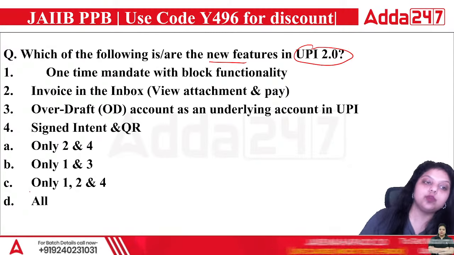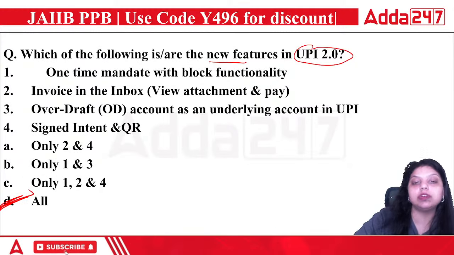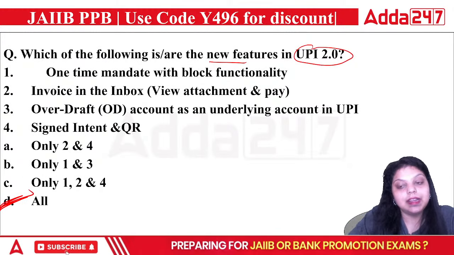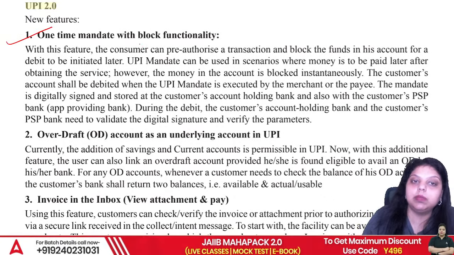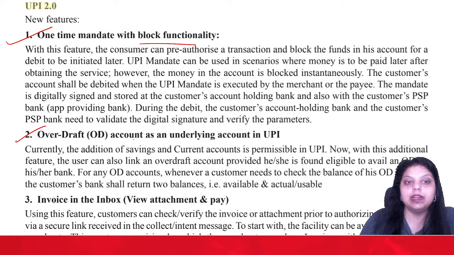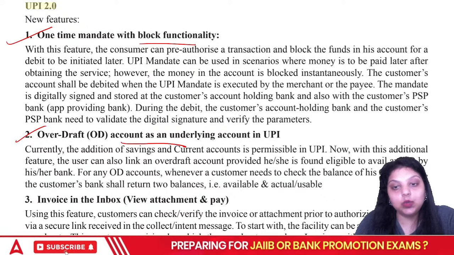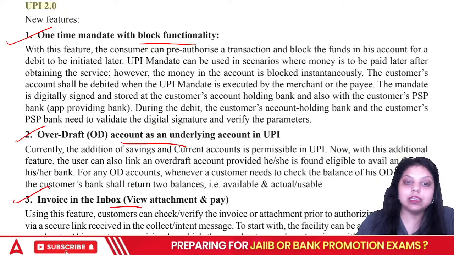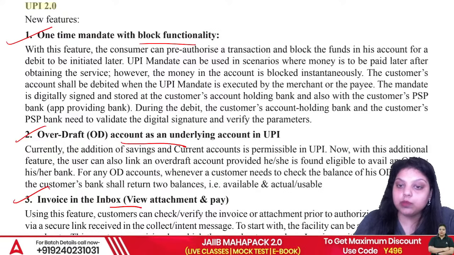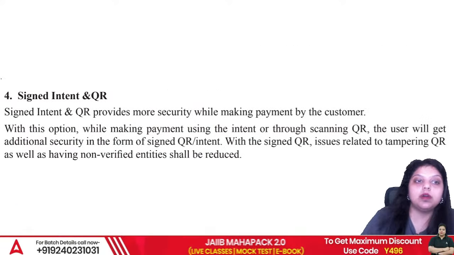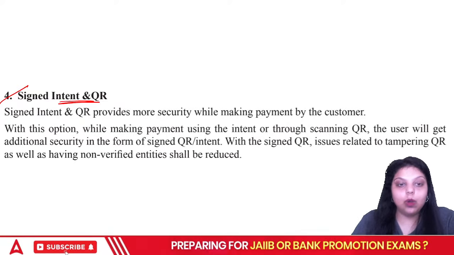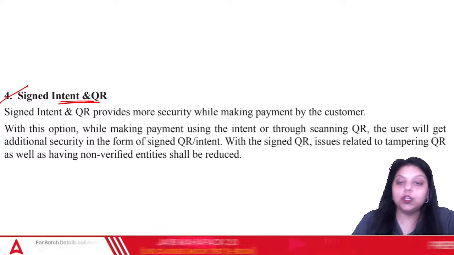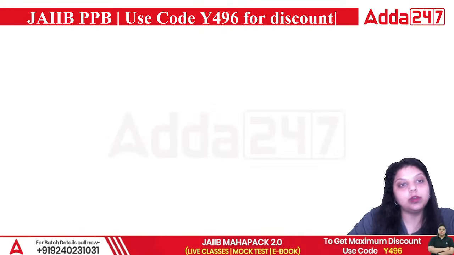And the right answer is all are the new features in UPI 2.0. Right answer will be D. So you can see in UPI 2.0 the new features are: one-time mandate with block functionality is there. Overdraft account as an underlying account in UPI is there. Invoice in the inbox, that is view, attachment and pay option, is available. Then the fourth, signed intent and QR, is also there. So they all are the new features of UPI 2.0.